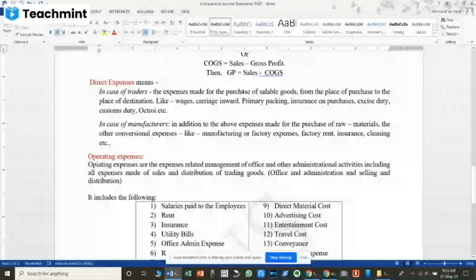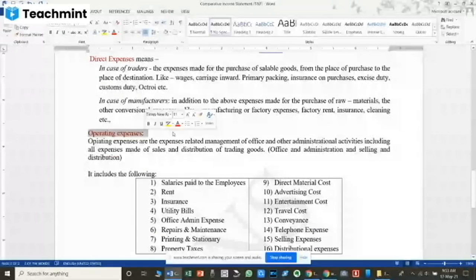Not only for the income statement, keep in mind, in your overall accounting study, conversion expenses are direct in nature. Next, operating expenses. Operating expenses are the expenses made for management of the business, that is office and administration, and they include the expenses made for the sales and distribution activities. So simply we can say operating expenses is the total of office and administration overheads and selling and distribution overheads.